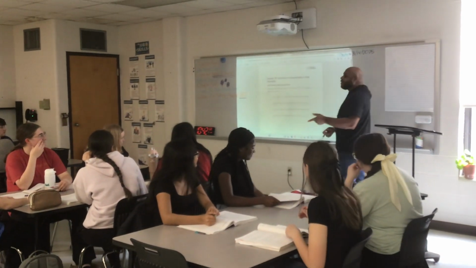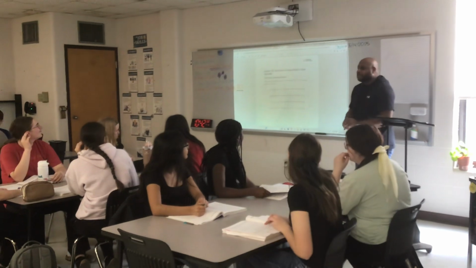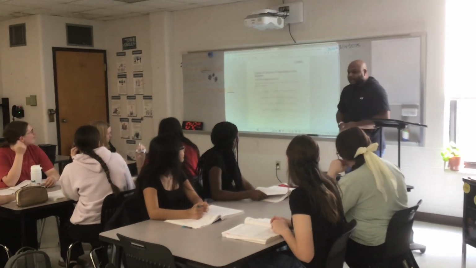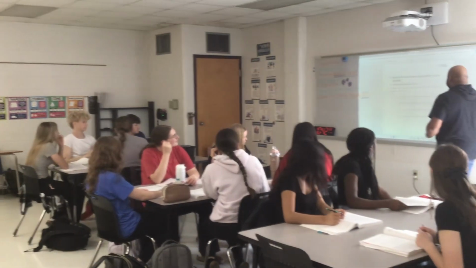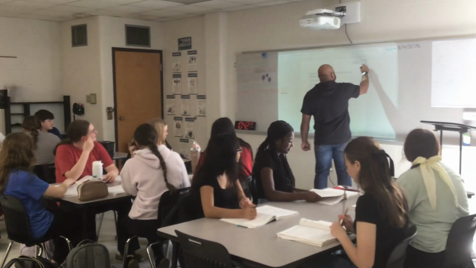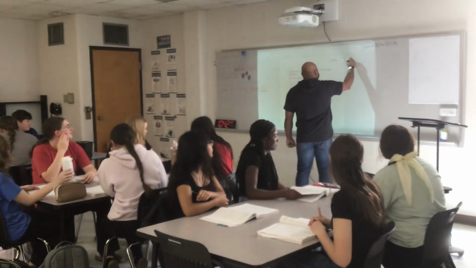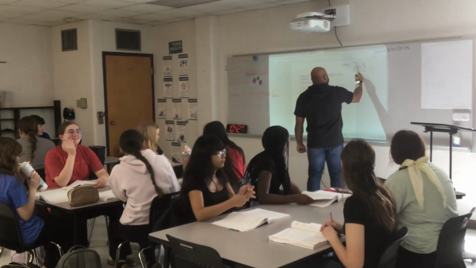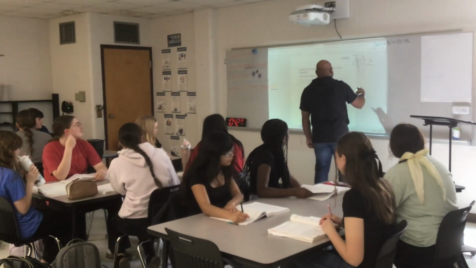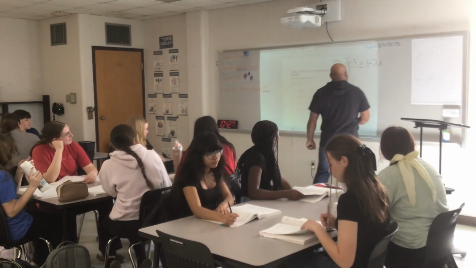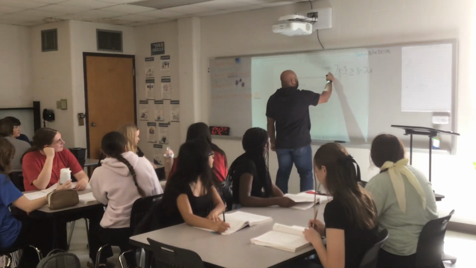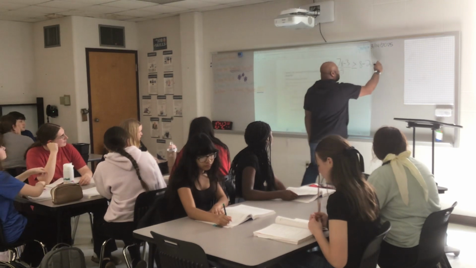So can somebody tell me, what do we need to do first to solve this inequality? What do we need to do first? David? Multiply by 9. Multiply everything by 9. That's what I would do. So we have 7x minus 3 over 9 greater than or equal to 8 minus 2x. So David said multiply everything by 9, which is the correct answer. Good job.